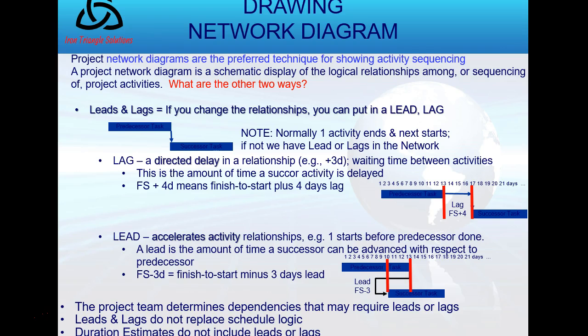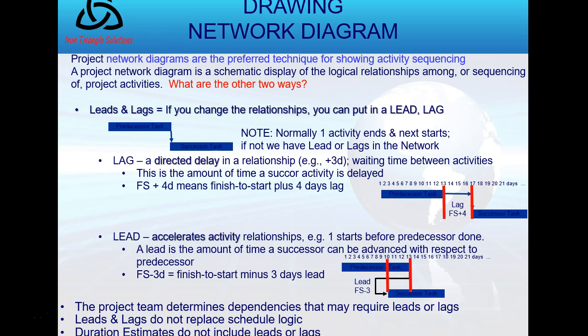Okay? So what is a lag? A lag is a directed delay in a relationship. So say I want to add 3 days of delay between activities. And the nomenclature is FS, finish to start, plus, in this case, 4 days in the picture in the middle of the slide. I've added 4 days from day 13 to day 17 between activities. And though I've added days, finish to start plus 4, it's called a lag. It's a directed delay.